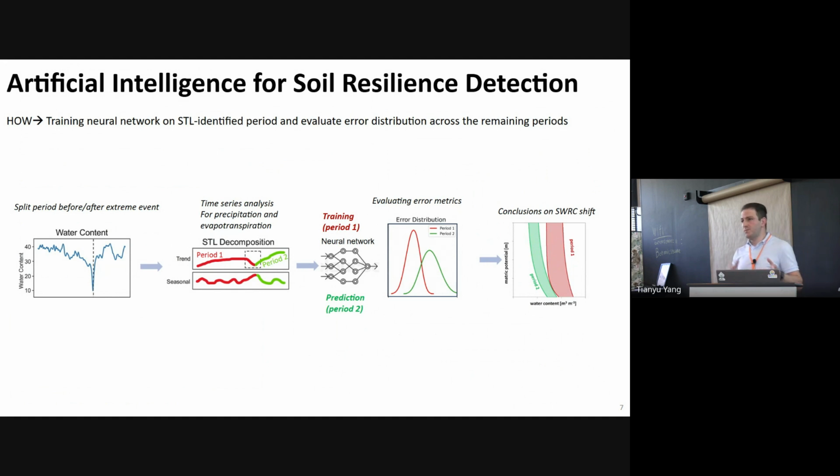We give the two components to the neural network. The neural network will identify the dynamic inside this trend and this seasonal data, and then we will use it to predict the next period, which is not seen by the model. And then we run our model and compare how the prediction of the model looks compared to the measured one.